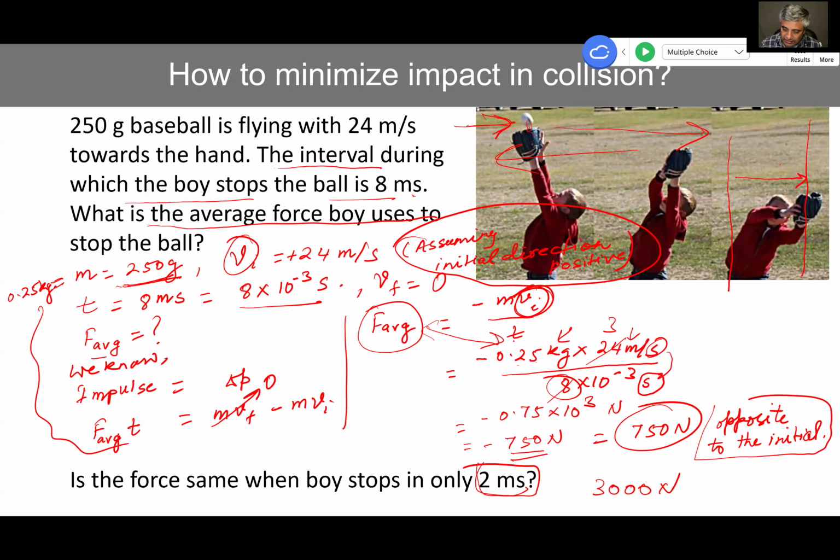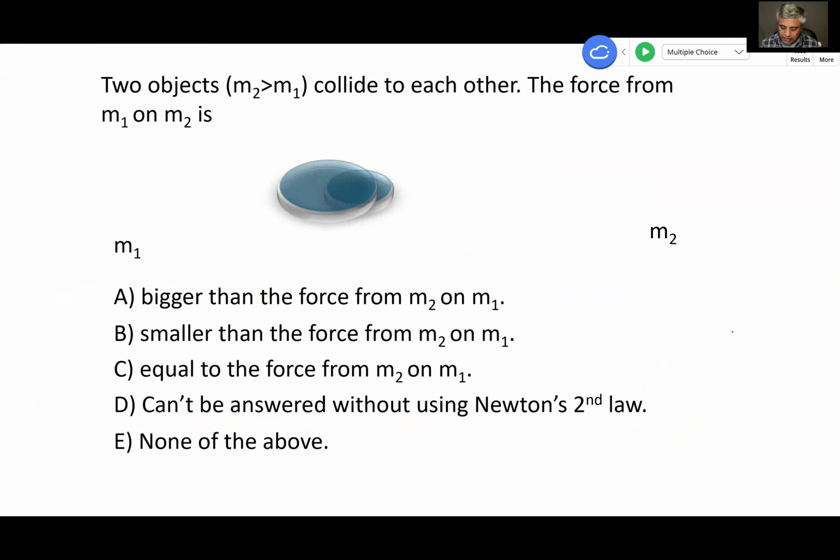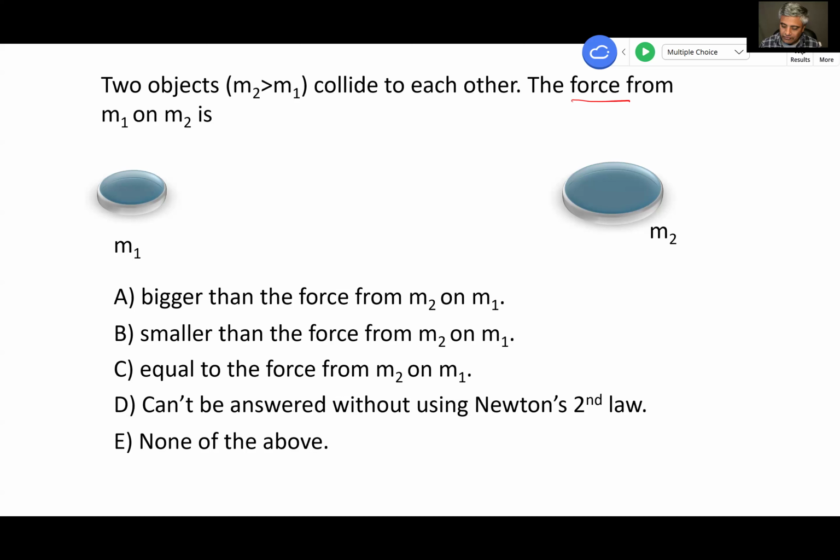Okay, with that, now let's get back to our memory lane and try to answer this question. Oh, they are crossing each other. Animation gone wrong. Okay, so they collide and then bounce back, right? So it's talking about force, okay? Not momentum, not velocity. It's talking about force. So what do you know about force when two objects collide?